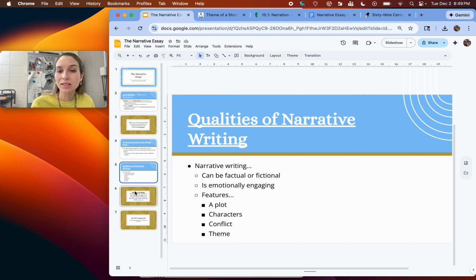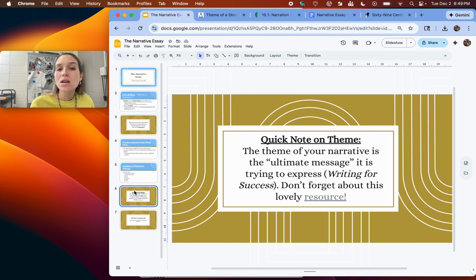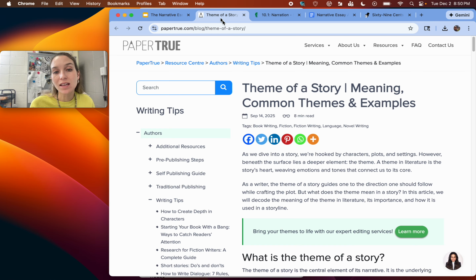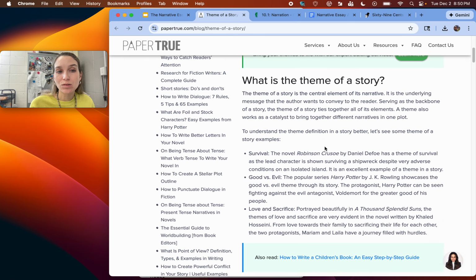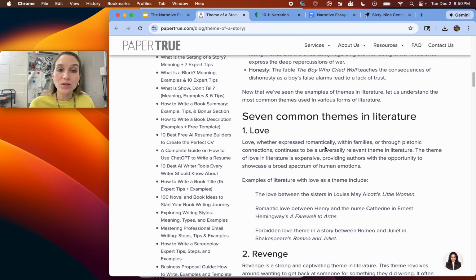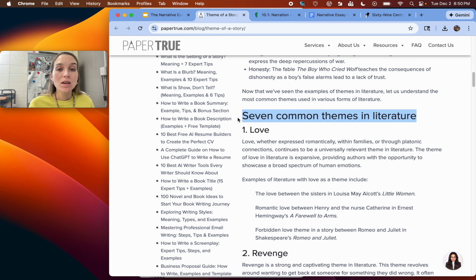I do want to give a quick note on theme because I know it can sometimes cause confusion. As we talked about in class, the theme of a narrative is the ultimate message that your story seeks to express. And I want to remind you of this lovely resource that we picked through in class that provides some examples of themes and where you can find those themes in literature.